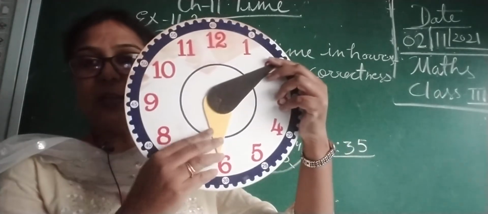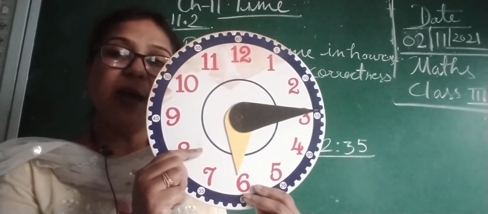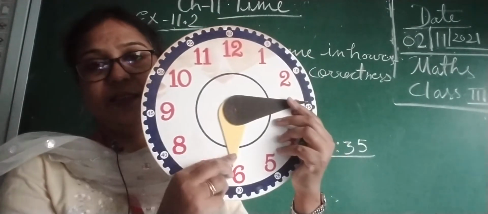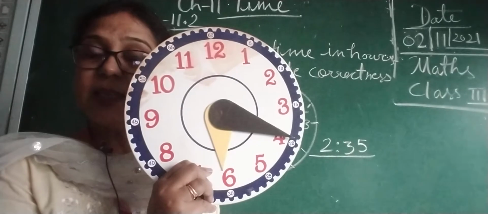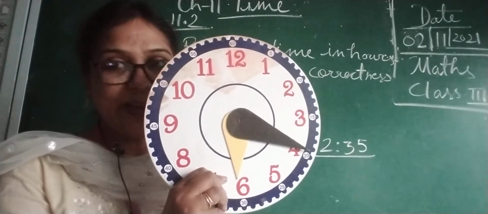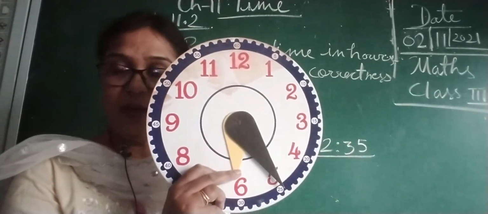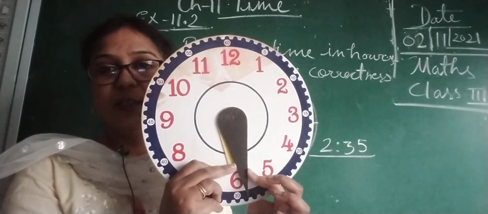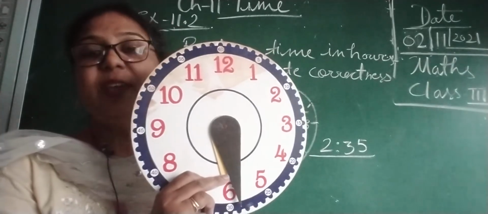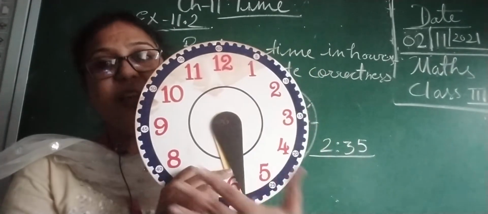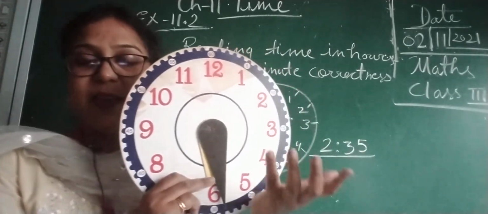Or if it is at 3, so it means this is 6:15. Suppose if it is at 4, so this is 6:20. Yes. Now if it is here, so this is 6:25. And if it is here, so this is what we will say, this is 6:30. So that is how we can learn reading of time or correctness of 5 minutes. Okay. So this is our topic.